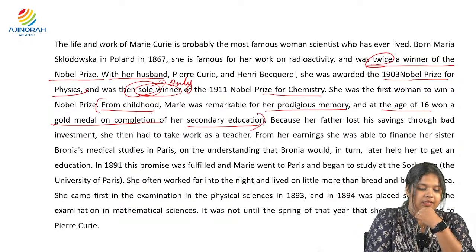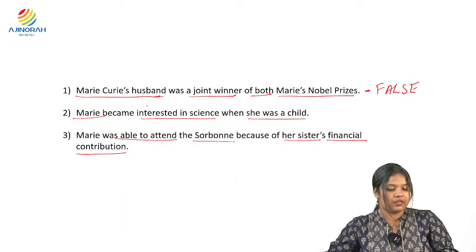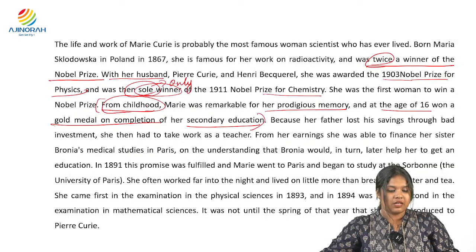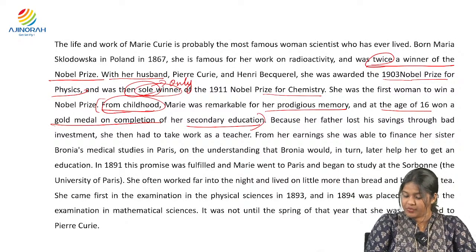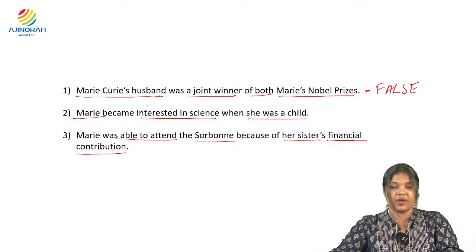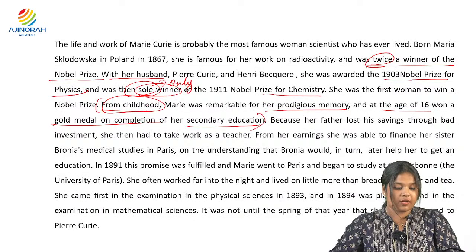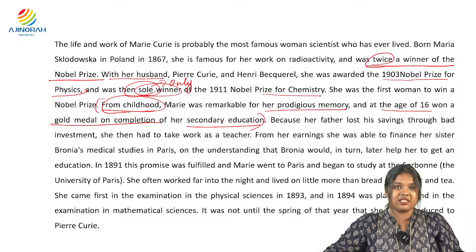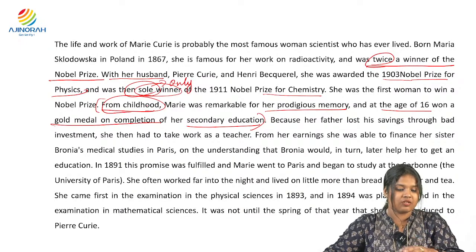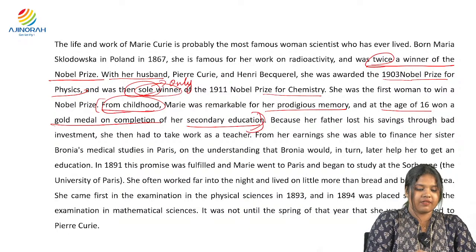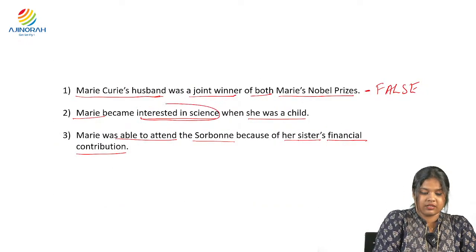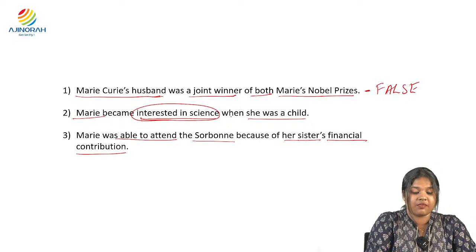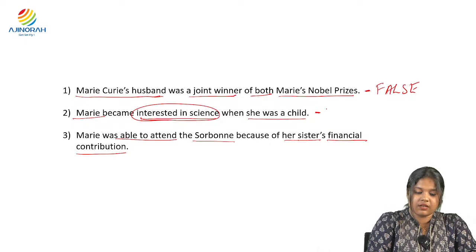Okay, so we'll look into the questions. Is the passage talking about any interest in science? No, right? Because the focus should be on her interest in science when she was a child, but they are not talking about that. They are talking about her memory and the prize that she won in her secondary education. So it's not given. It's not stated in the passage that she was interested in science.